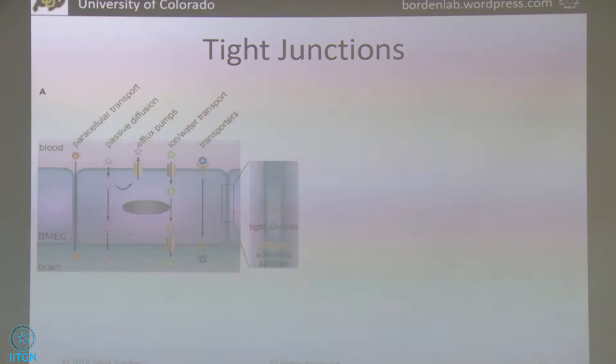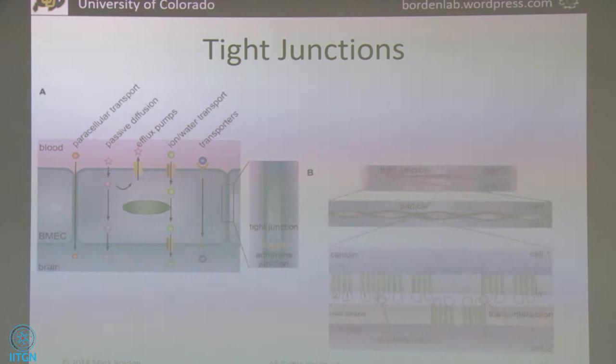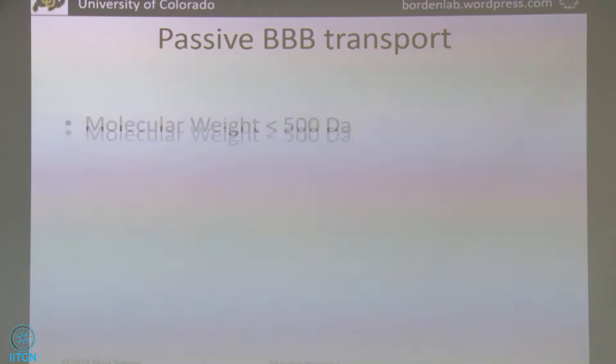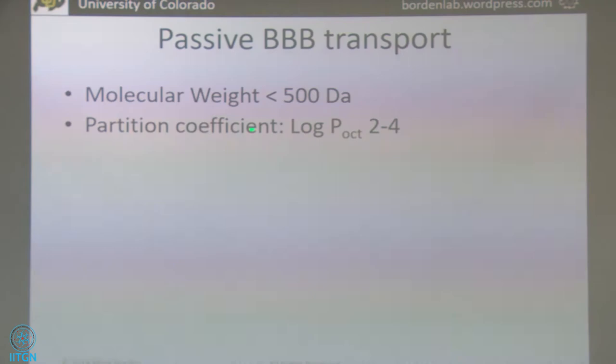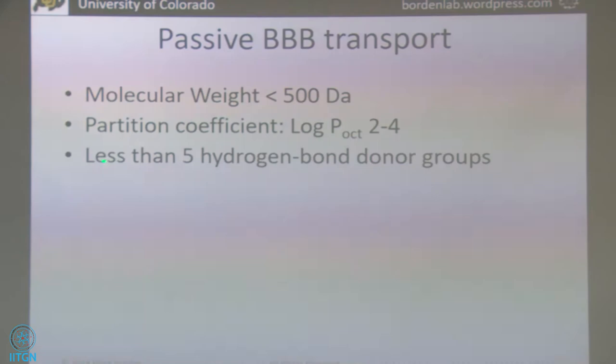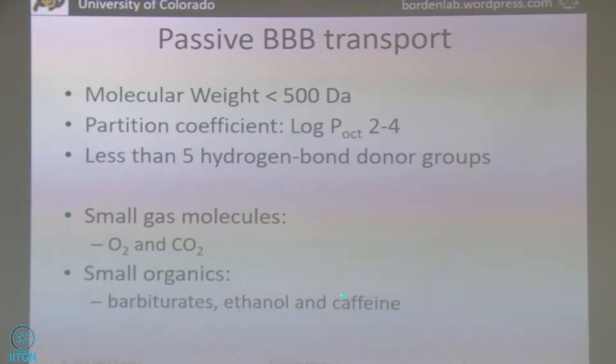What really is problematic is this blood-brain barrier, which is this tight junction with adherens and cadherins that are pulling the membranes of two adjacent cells together and locking them together. So you can kind of see this is what it looks like on the molecular scale. This is a protein schematic on the molecular scale. So unless you do something with the blood-brain barrier, you'll only get passive diffusion. And that will include only molecules that are less than 500 Daltons. That's a pretty small molecule. Also, molecules that have a log partition coefficient with octanol on the order of 2 to 4, in other words, lipophilic, and fewer than 500 donor groups. And that includes small gas molecules, small organics like barbiturates, ethanol, and caffeine.